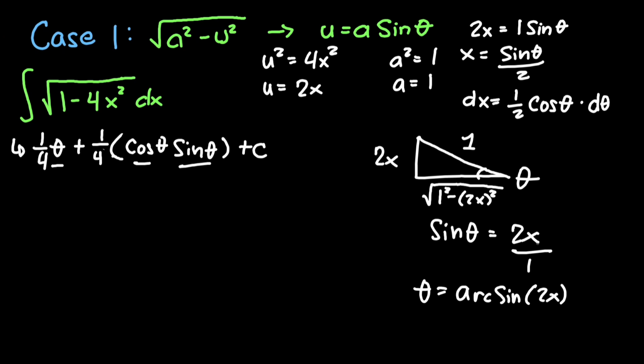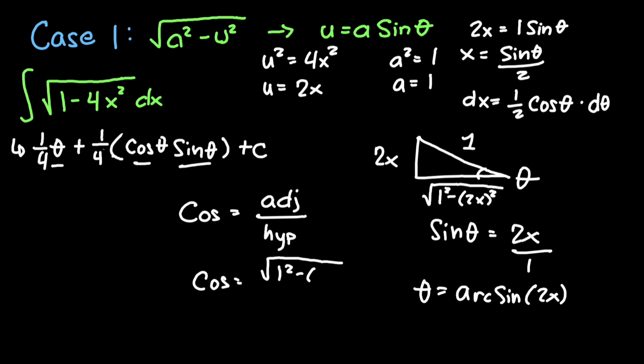And the cosine value right here would be equal to, based on SOH-CAH-TOA, cosine equals adjacent over hypotenuse. And so cosine of theta would be equal to adjacent, which is the square root of 1 squared minus 2x squared, over the hypotenuse, which is 1.